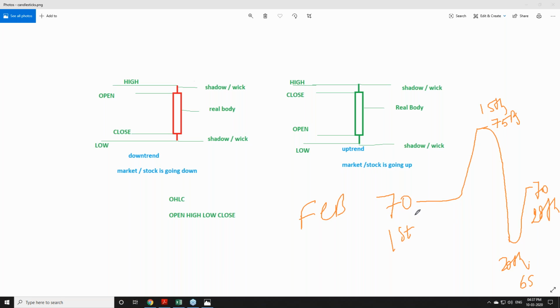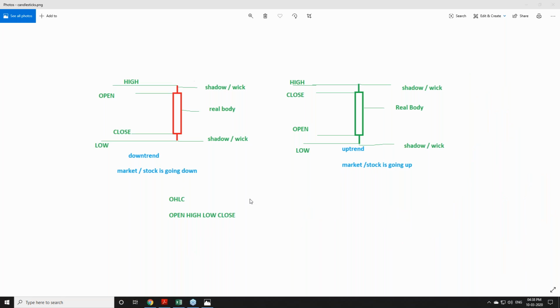So the beginning of the month is called the opening of the month; the price of one liter of petrol was 70 rupees. It went high till 75 rupees, which is called high, and again in the same month it came low till 65 rupees, which is called low. At the end of the month it closed at the same price, 70 rupees. So this is called open, high, low, and close.